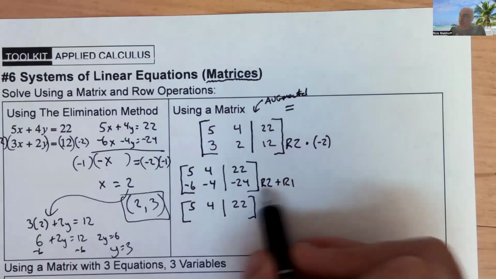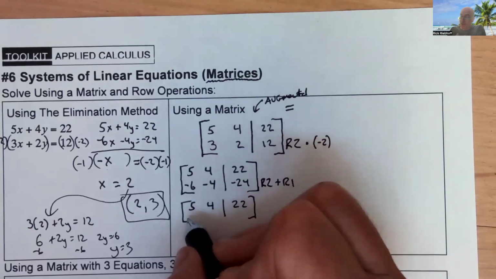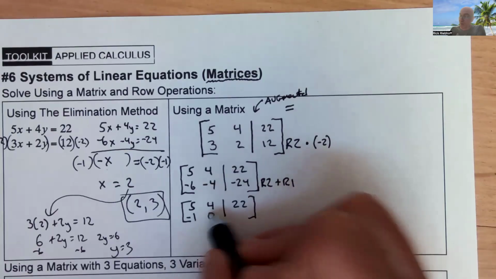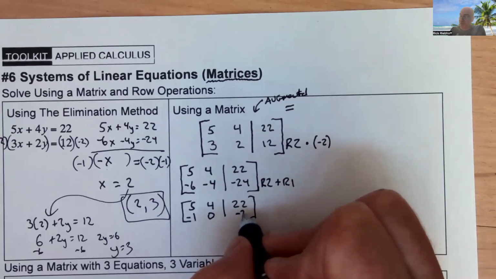But I'm going to add the two rows together for my new second row. So 5 plus -6 is -1. 4 plus -4 is 0. And then 22 plus -24 is -2.